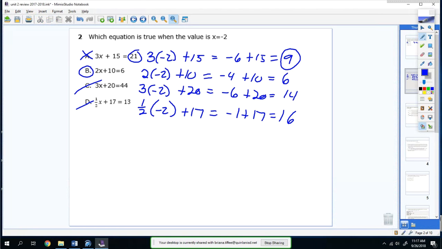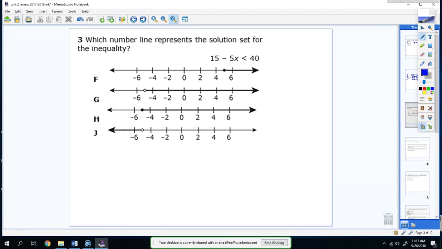Anytime you forget how to solve an equation, the best thing to do is plug your answer into it and solve it. Okay? It's just one way to check your work. Number 3: which line represents the solution set for the inequality 15 minus 5x is less than 40?